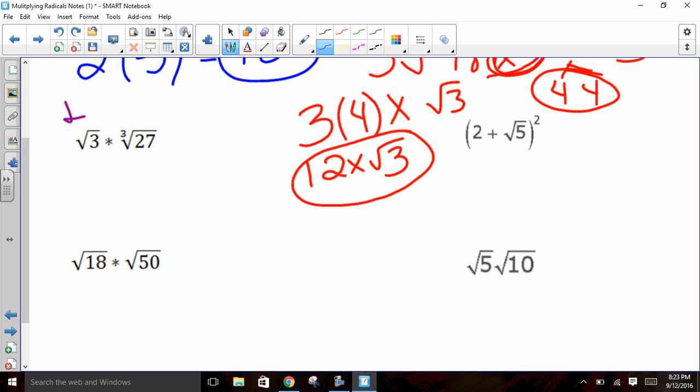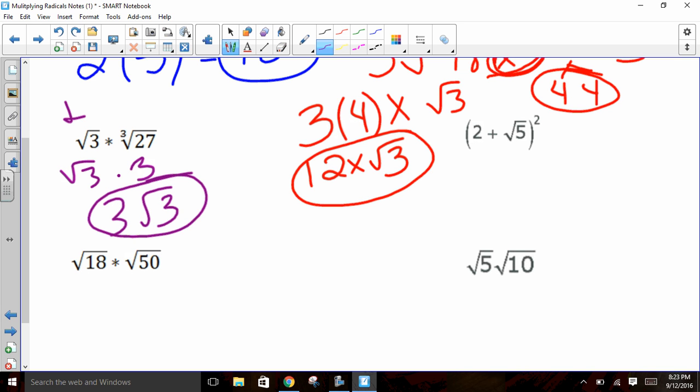Okay, third one. I cannot reduce the square root of 3, but can I take the cube root of 27? If you're shaking your head no, please look at your chart. You can. Your answer is 3. So now I have the square root of 3 times 3. Well, they're not the same, so I can just stick them together with my constant first, followed by my square root.